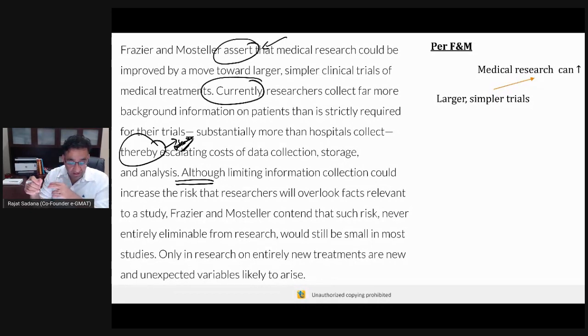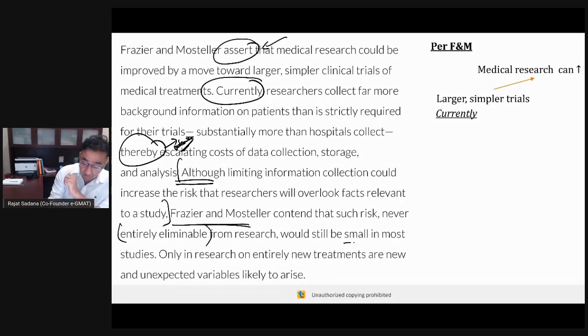Although limiting information collection could increase the risk that researchers will overlook facts relevant to the study, FNM contend that such risk, never entirely eliminable from research, would still be small in most cases. So the author says, although this might happen, and this is where you've got to read it from the point of view of the author, although limiting information could increase the risk that researchers would overlook facts, that is a risk which the author sees. He says, as per FNM, that such risk is never entirely eliminable, and it's going to be small in most cases.